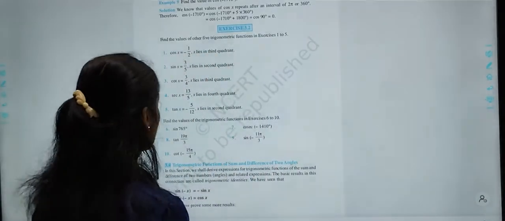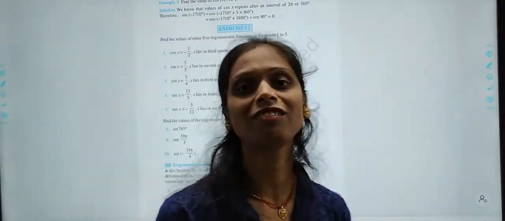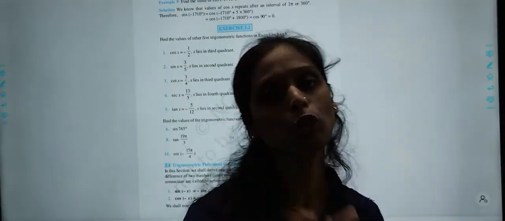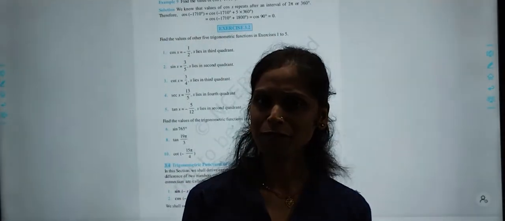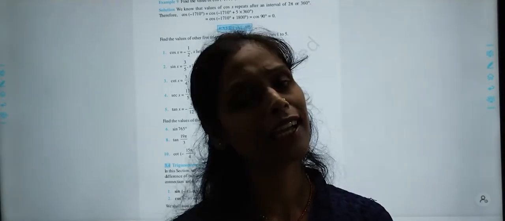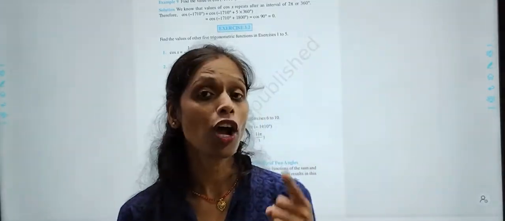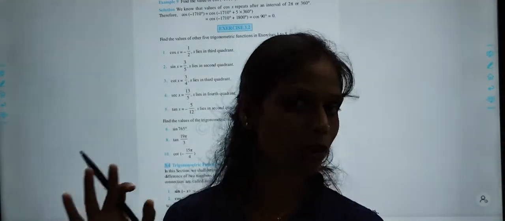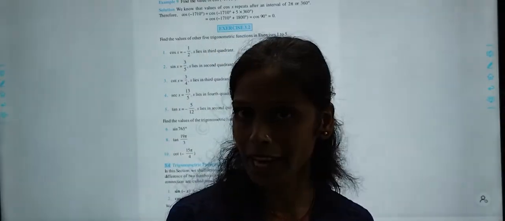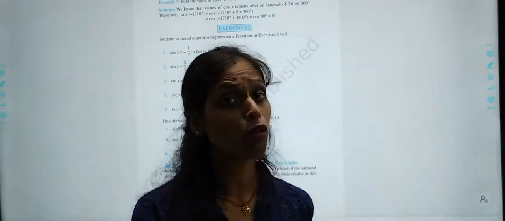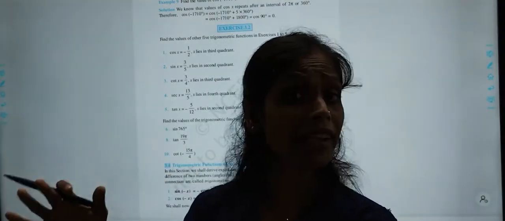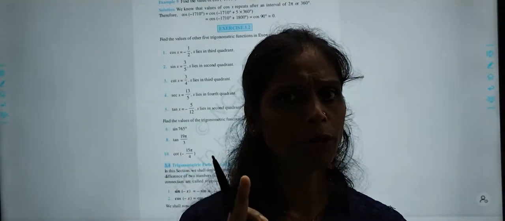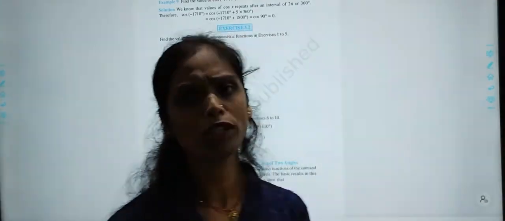Now we are going to discuss the question answers of exercise 3.2 chapter, and I think if you keep everything in mind, like the trick I gave you, add sugar to coffee: in the first quadrant all will be positive, in the second quadrant only sin will be positive, in the third quadrant tan and cot will be positive, and in the fourth quadrant cos and sec will be positive. Always keep it in mind and do your questions, it will be easier for you.